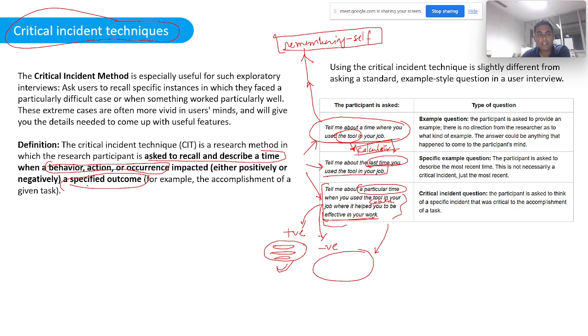So these techniques, the critical incident techniques, are helpful in pinpointing a conversation to a time where you have an extreme experience, either positive or negative, and you want to get to know the story or a description about the scenario where a particular task or workflow got hampered. So this is a technique, and it can be used for structured, semi-structured, as well as unstructured interviews.